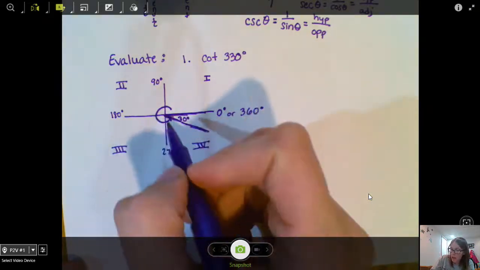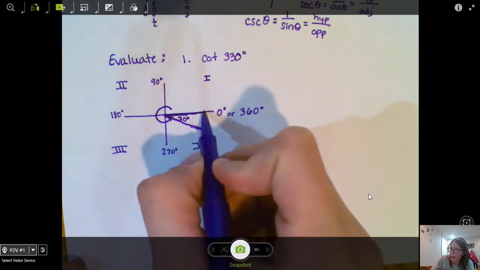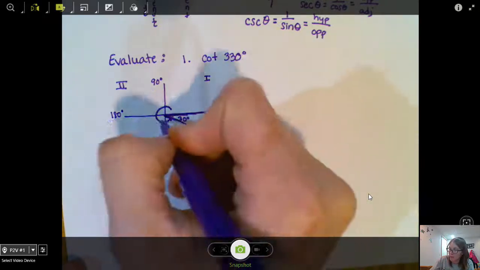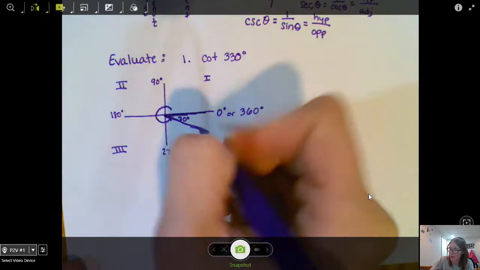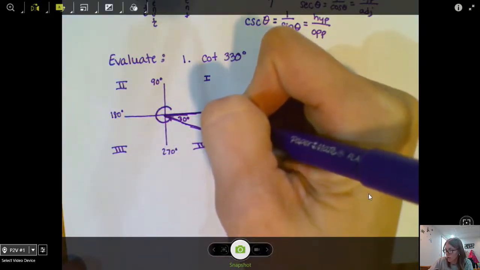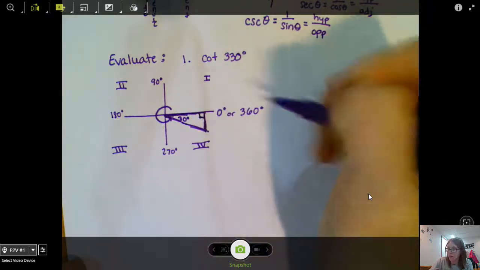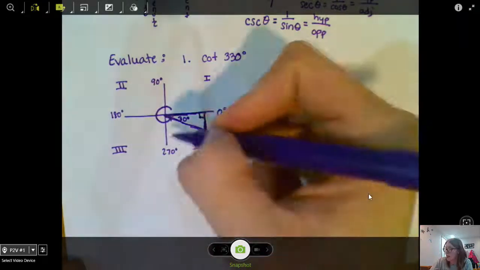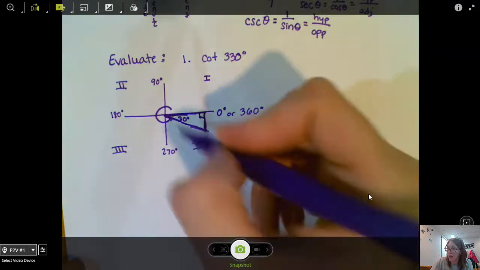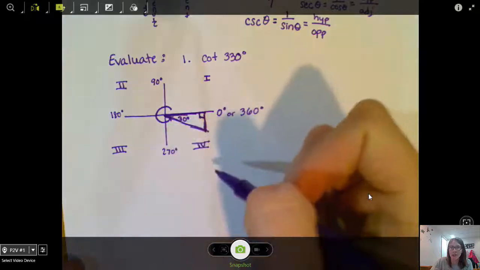Okay, so when we draw in our angle, we always want to think about how far I am going from the positive x-axis. Once I have this angle drawn in, then we draw a vertical line to the x-axis. In doing so, again, we make our 30, 60, 90 right triangle. All right, now if I have a 30, 60, 90 right triangle, what are the lengths of my triangle going to be?